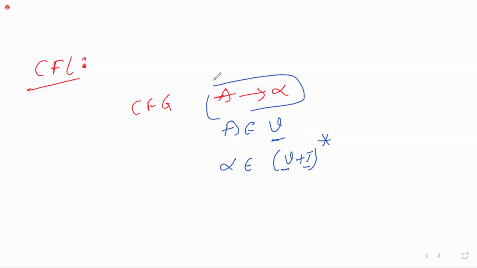Context free grammar means which is in the form of A to alpha, where A belongs to variable and alpha belongs to (variable plus terminal) whole star. Am I clear with this? Yes, ma'am. Okay, I'll give you one example. You tell me whether it is CFG or not.